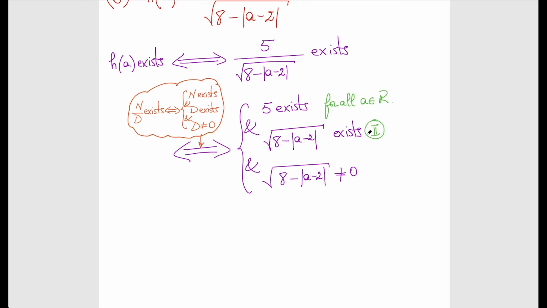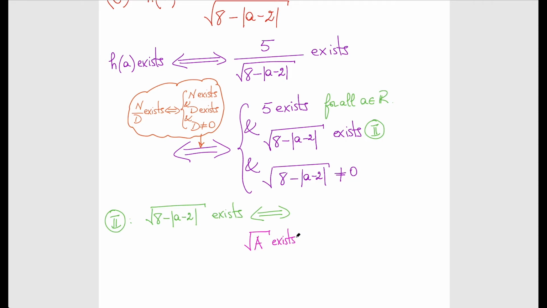Okay, so let's take 2 by itself and understand when this happens. So 2 is the square root of 8 minus the absolute value of a minus 2, to be meaningful. When is this meaningful, if and only if, what do you think? When is the square root of something meaningful?